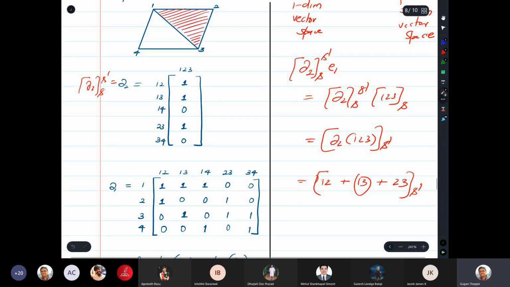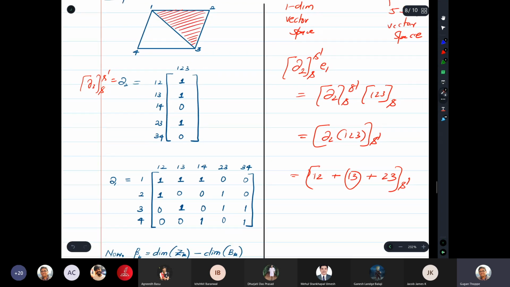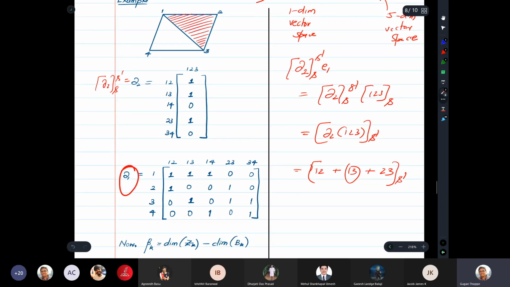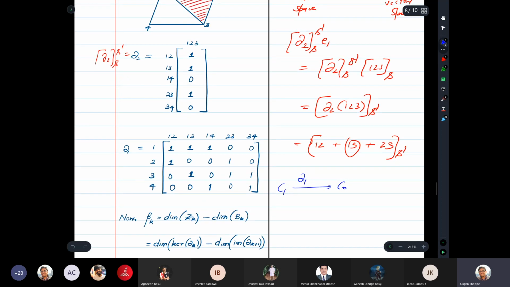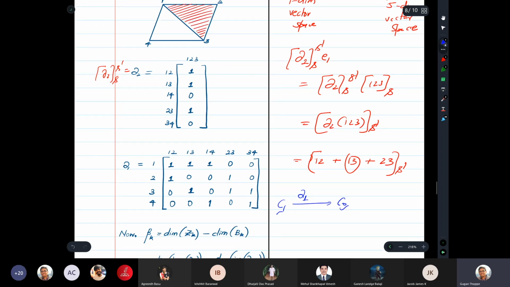Anyways, so this is the matrix representation for DABA2. Now we can figure out the matrix representation for DABA1. First, what is the size of DABA1? For that we have to realize the two vector spaces between which DABA1 is defined: C1 and C0. Since this has 5 edges, C1 has dimension 5, and since there are 4 vertices, C0 has dimension 4. So DABA1 will be a matrix of size 4 cross 5.